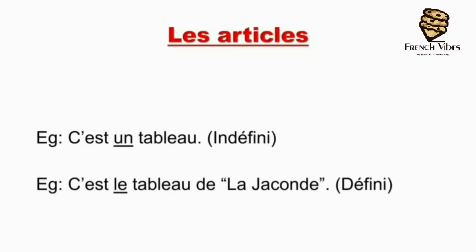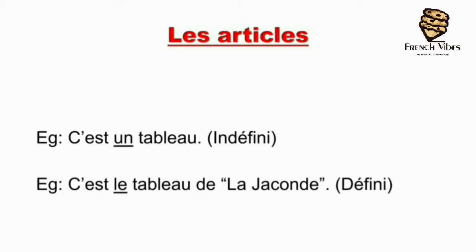Now let's see when do we use the definite articles and when do we use the indefinite articles. What is the difference between the two? When we are framing a general sentence, we use the indefinite articles, and when we have to specify something about a noun or an object, then we use the definite articles. Now let's see this with the help of an example.